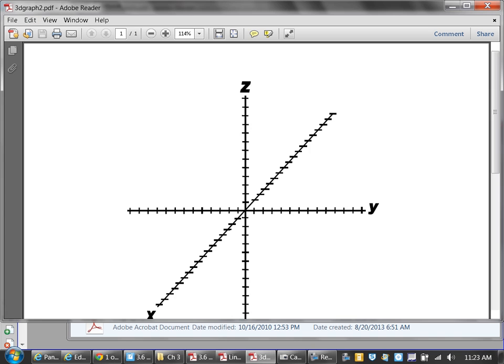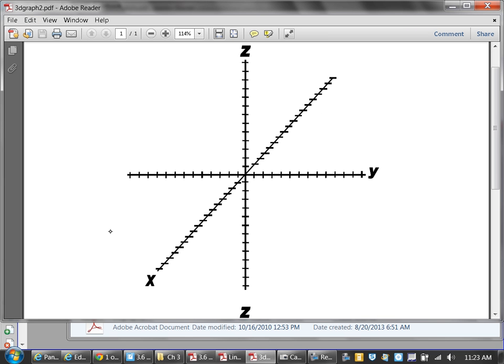We used to plot and graph in 3 dimensions. Now, what I want you to visualize is that when we would plot in 3 dimensions, your x's go forward and back, y's now go left and right, z's go up and down.